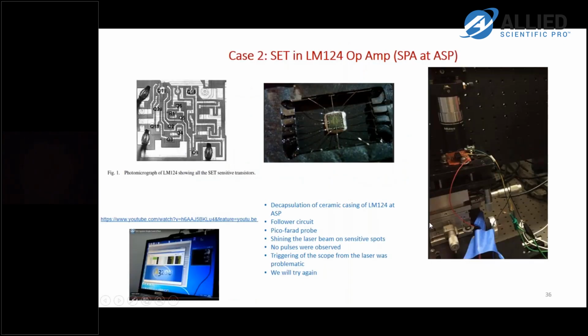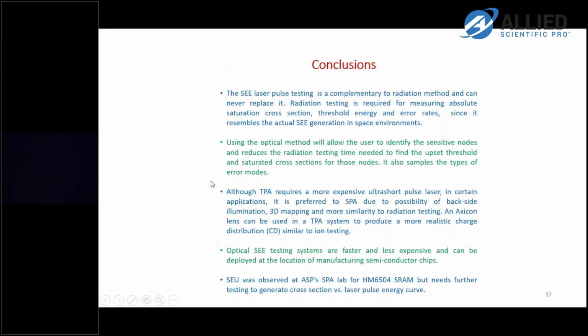The other experiment we did was decapsulating the LM124 op amp. This needed more energy from the laser, and we tried it. You have to mount that in a follower circuit and use a very sensitive, fast picofarad probe. There was a paper by McMaster and Buckner that described testing of this. We identified the sensitive spots with our camera, as you can see, and then we moved the beam around, but we did not observe a set pulse happening. This could be due to triggering issues, because your laser should be triggering the scope, and we didn't get it, but we'll be doing this experiment again more carefully, and hopefully we'll show that. So let's go to the conclusions.